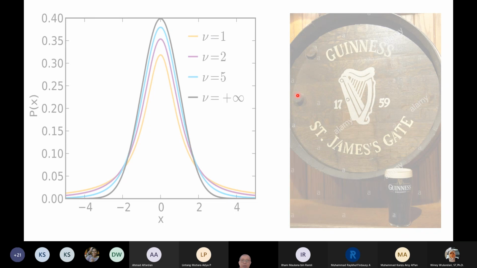Now the reason why I'm putting the picture of Guinness beer here is because the person who discovered the T distribution worked in the Guinness beer factory, in the Irish Republic several decades ago. So he has long passed since.